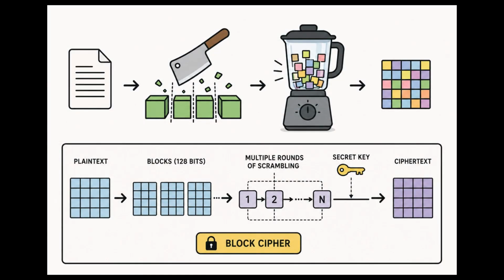AES acts like a massive mathematical blender. It takes your data, chops it into fixed size blocks, usually 128 bits, and runs it through multiple rounds of insane and intense scrambling using your secret key. Because it encrypts data in chunks, we call AES a block cipher.